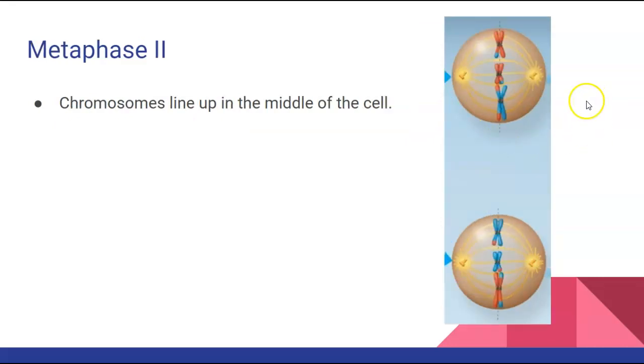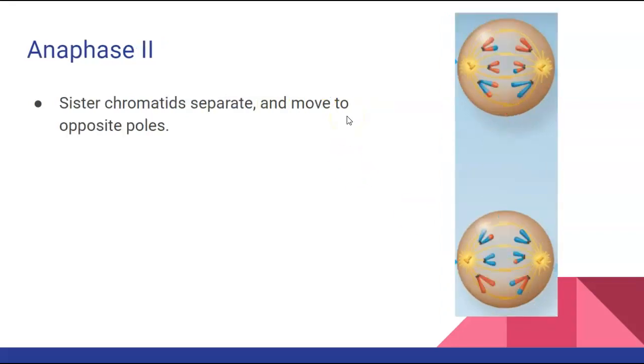And then in metaphase 2, the exact same thing happens, right? Your chromosomes line up in the middle along the equator, your spindle fibers are in charge of moving them along. And then in anaphase 2, you pull these chromosomes apart into their sister chromatids. So now you have singular sister chromatids that are being separated and moved to the opposite poles.